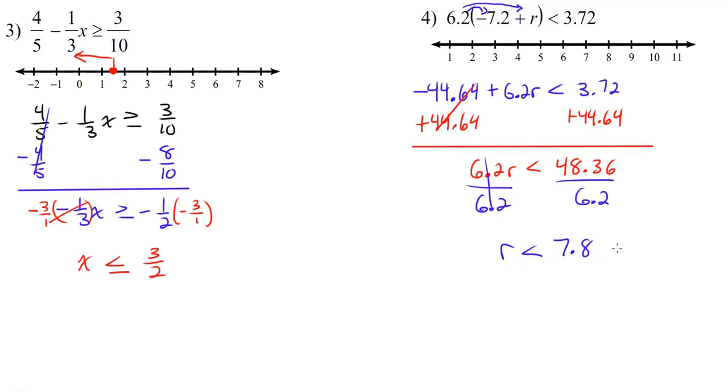Let's go ahead and graph this. This time, our symbol is not an or equal to, so we're going to use a hollow circle, and 7.8 is going to be about here. So there's our hollow circle, and it's less than, so our arrow is going to point to the left.